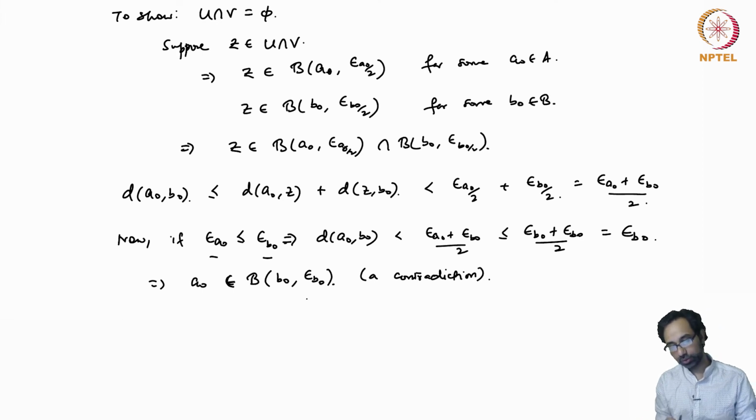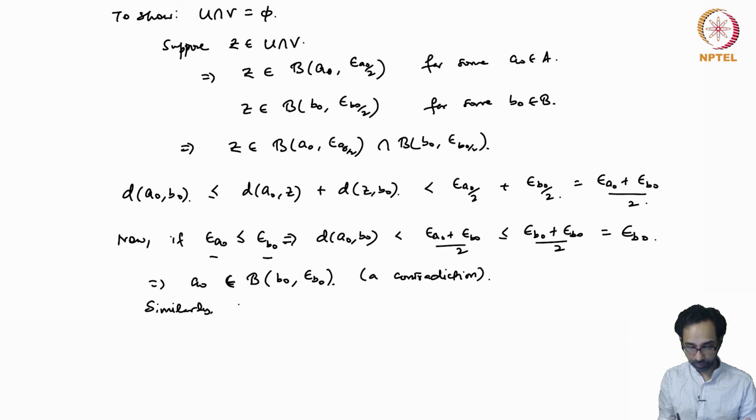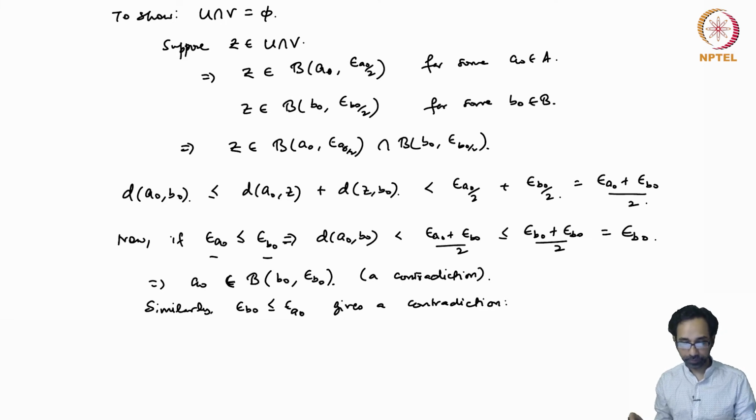b, we chose the epsilon b's such that it does not intersect a. So this is a contradiction. Similarly, if we assume epsilon b naught is less than or equal to epsilon a naught, this gives a contradiction just by switching the roles of a and b, and therefore this implies that U intersection V is empty. And so we have shown that X is regular.